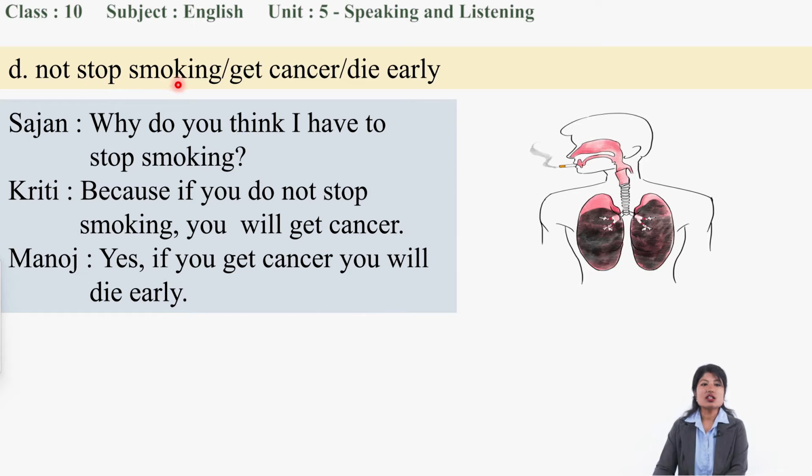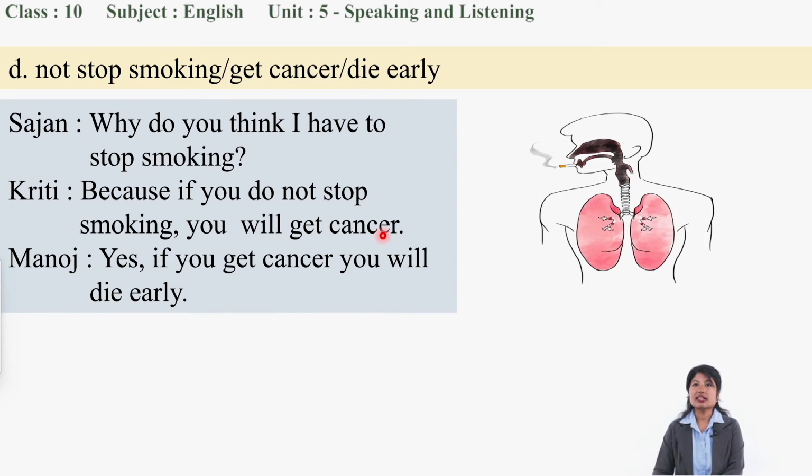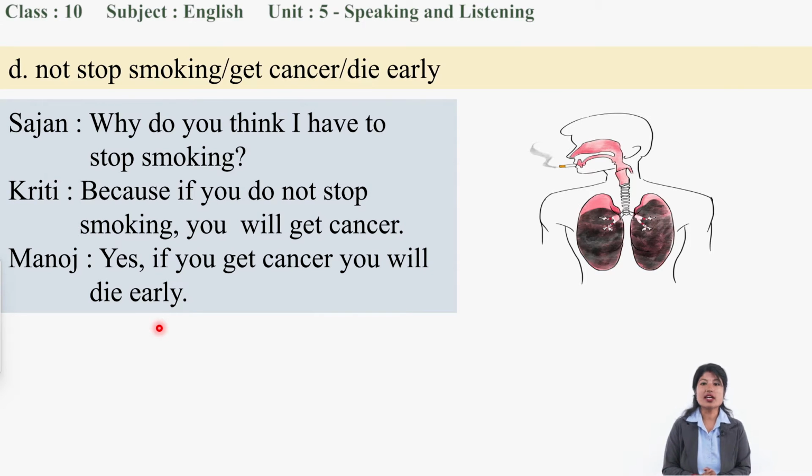D. Not stop smoking, get cancer, die early. Sajan, why do you think I have to stop smoking? Kriti, because if you do not stop smoking, you will get cancer. Manoj, yes, if you get cancer, you will die early. Okay, so in this way, you can create conversations or dialogues.